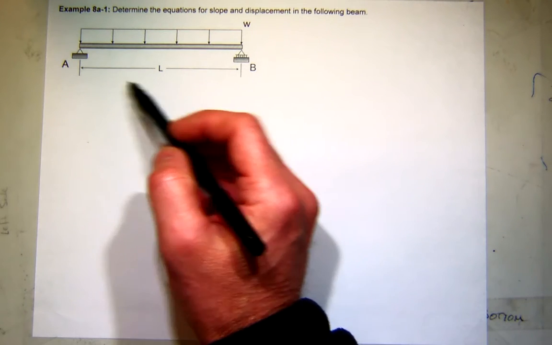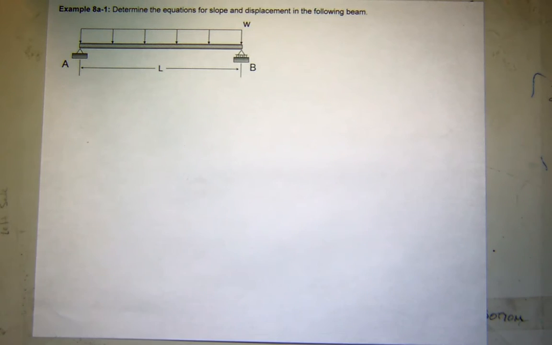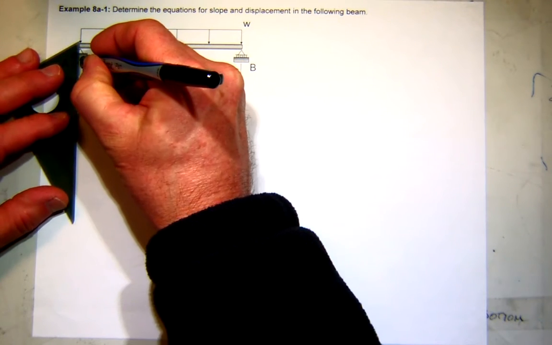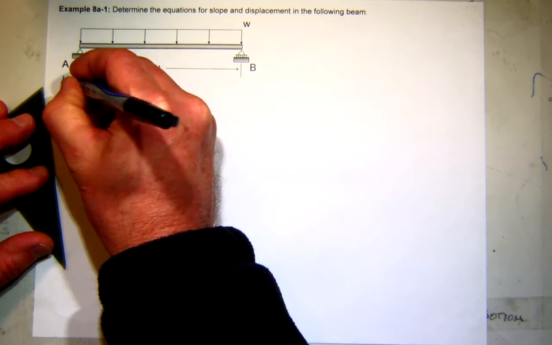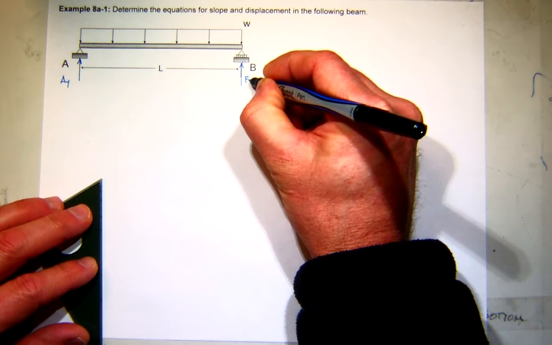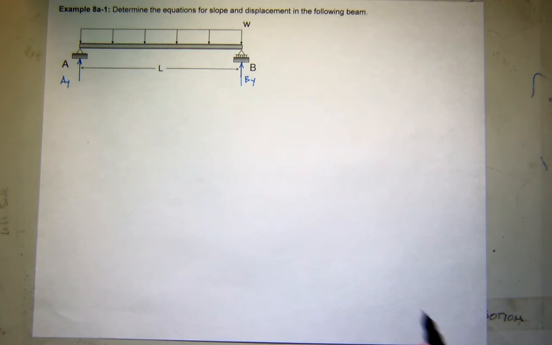Probably to get started, we're going to need some reactions, don't you think? So I'm going to cheat a little bit and use the structure here as my free body diagram. I'll call this AY and BY. You know, before I do that, let's talk about it this way.